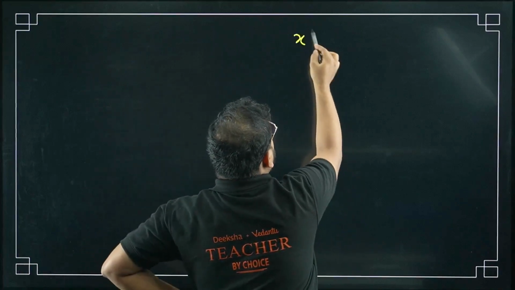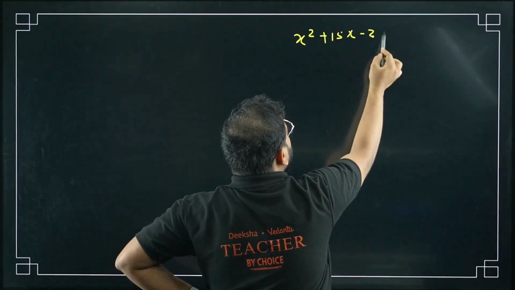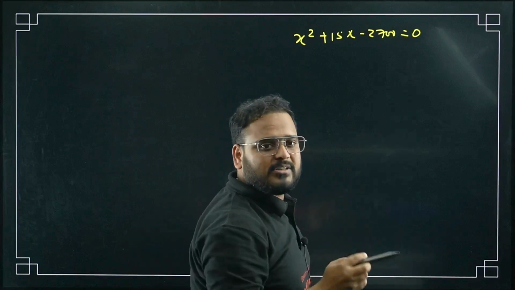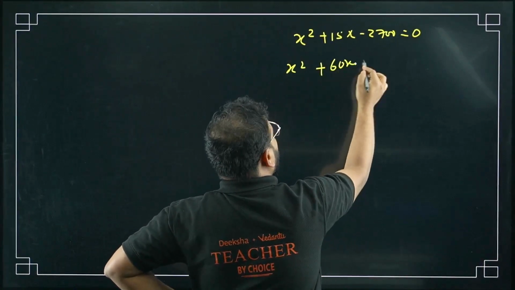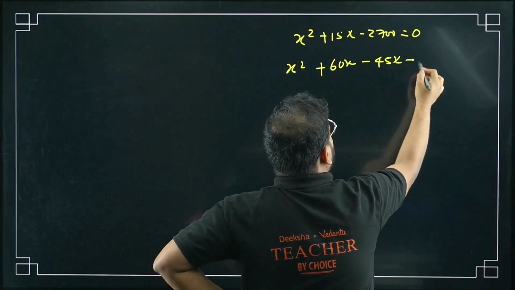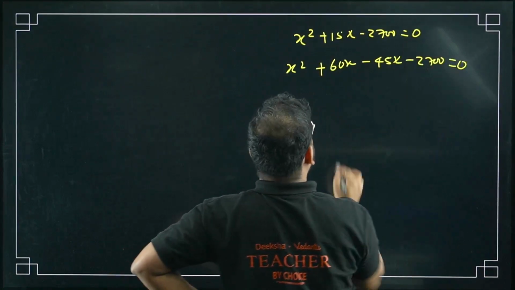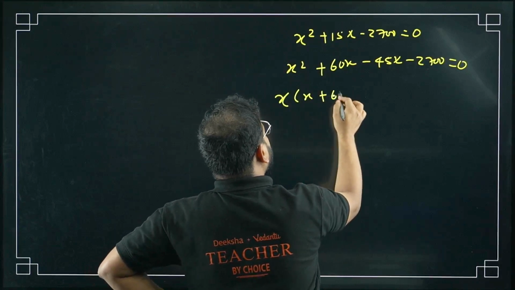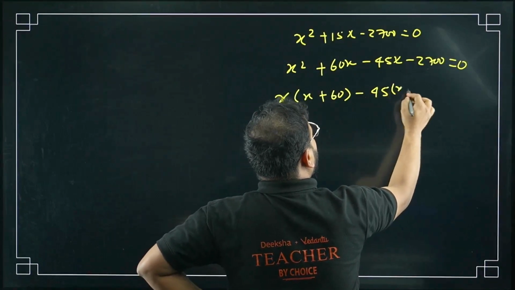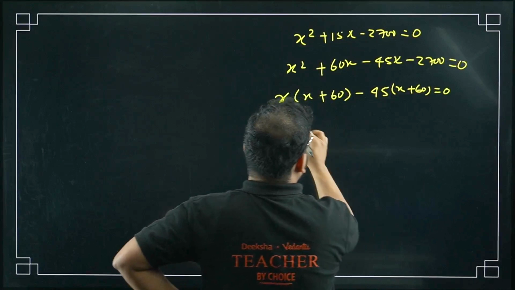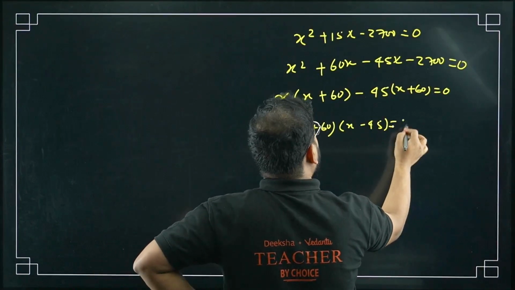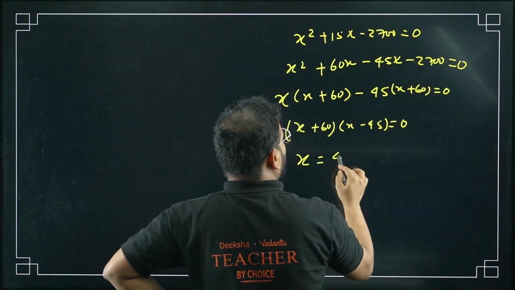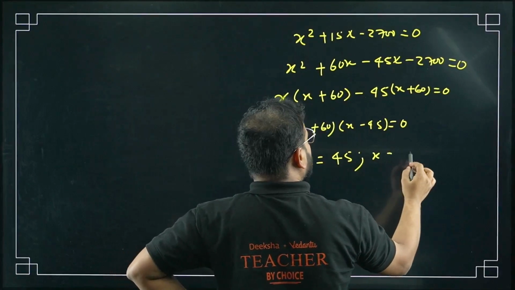Please check. So what I have so far is the equation x square plus 15x minus 2700. I have written the factors so far. What are the factors? x square I want positive, right? So 60x minus 45x minus 2700 equals 0. Take x common here: x plus 60, minus 45 common here. So the factors are x plus 60 and x minus 45, making x equals 45 and x equals minus 60.